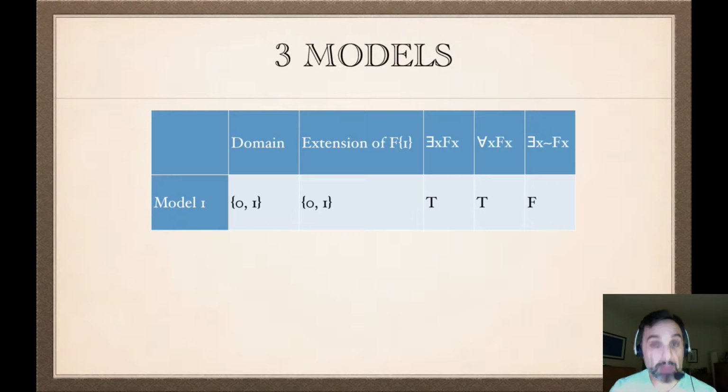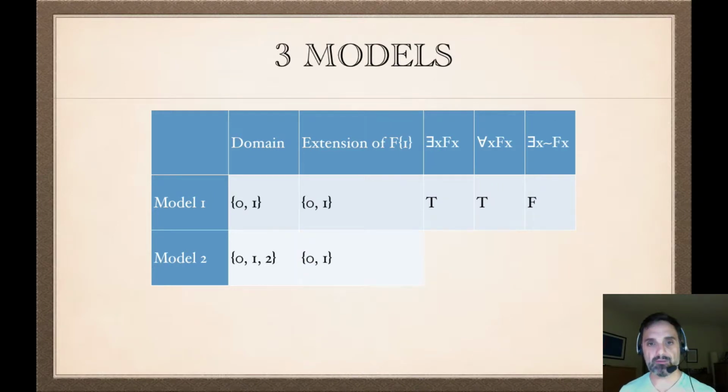Now, if the domain were bigger, if we were talking about more things, and there certainly are lots more things, but in this model we're not talking about them. But if there were more things in the domain, and some of them were not in the extension of f, then some x not fx would be true. But in this case, everything in the domain is also in the extension of f, so some x not fx is false. Let's look at a second example. Here we'll have the domain be 0, 1, and 2, and the extension of f will be the same, 0 and 1. So we've expanded our domain by adding to it one object, the number 2.